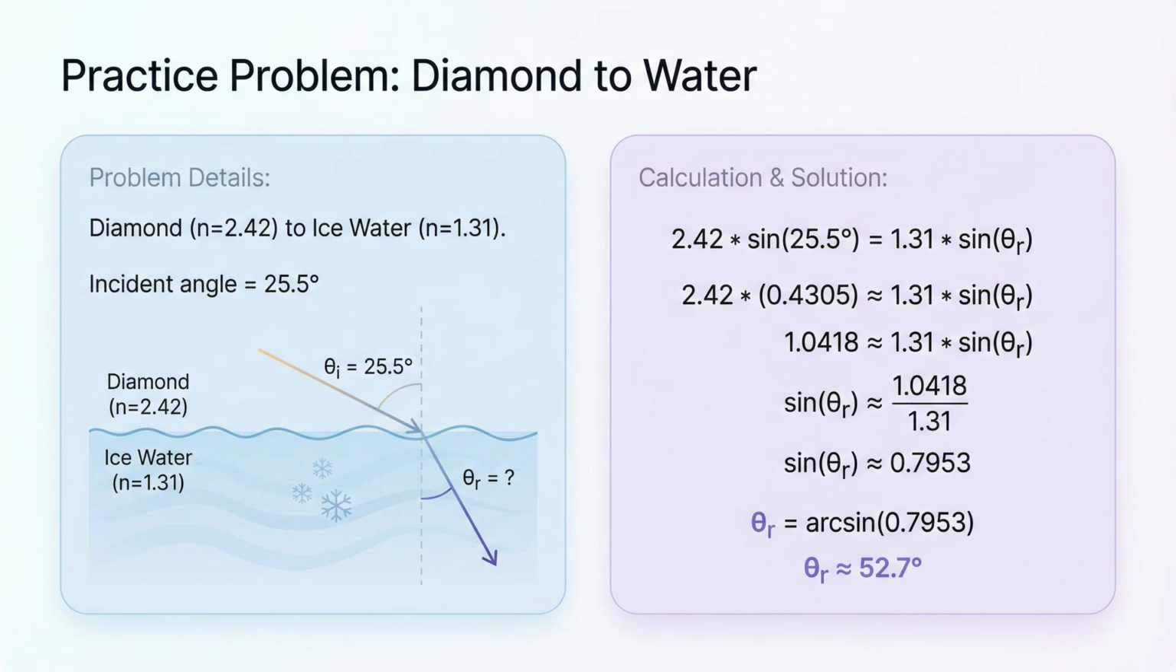One more, slightly trickier one. Light leaving a diamond and going into water. Here we're going from a high index of 2.42 to a lower one of 1.31. When we solve this one, our angle jumps from 25.5 degrees all the way to 52.7 degrees. It bent away from the normal because it sped up.